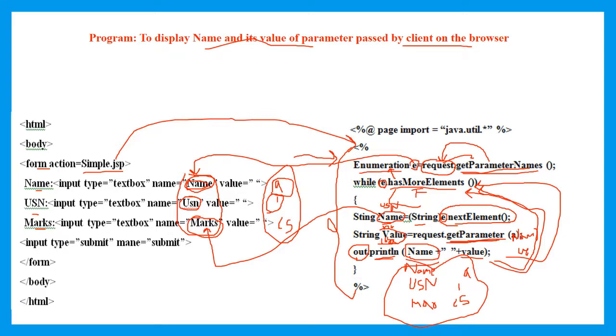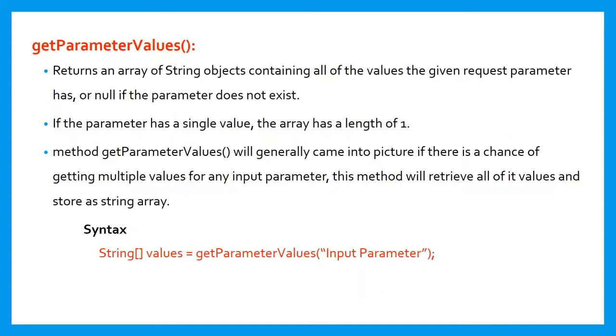The next method is the getParameterValues method. The getParameterValues method returns an array of objects containing all of the values a given request parameter has, or null if the parameter does not exist. If the parameter has a single value, then the array has a length of 1.